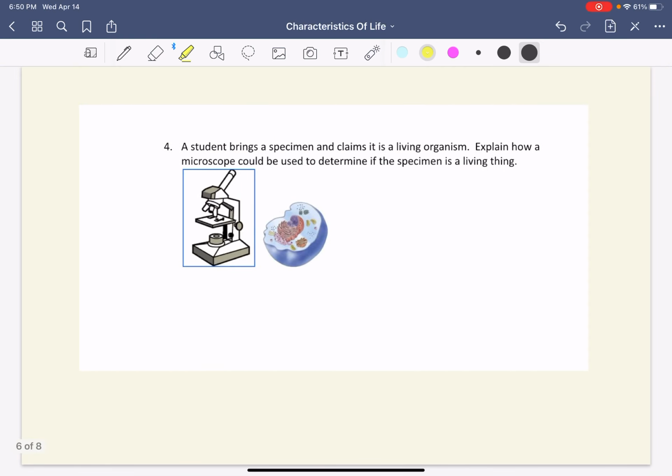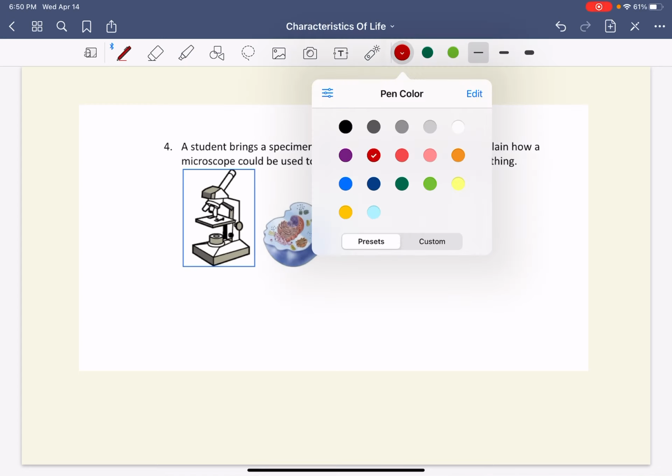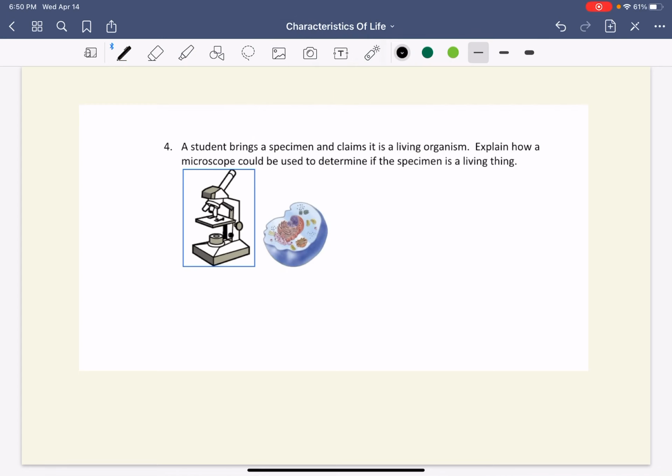Okay, here's the last question for our short video of characteristics of life. A student brings a specimen and claims it is a living organism. Explain how a microscope could be used to determine if the specimen is a living thing. They want to find out if you know what makes something living. This is back to characteristics of life. A student brings a specimen. You don't know what it is. You want to find out if it's living. They're giving you a hint that you're going to use a microscope.